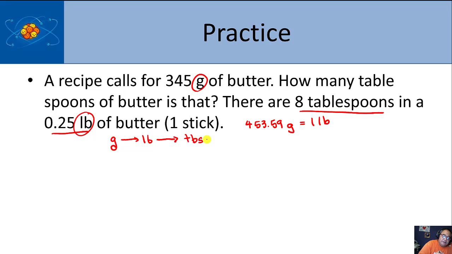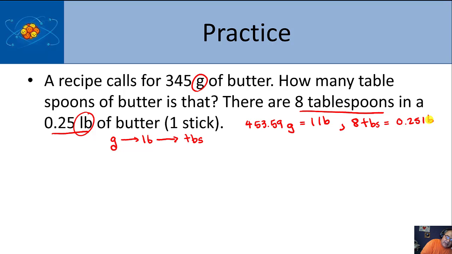Okay, so now what, right? I have all the conversion factors I need. The other conversion factor is 8 tablespoons is equal to 0.25 pounds. And that is what we call an equivalency created from like a sentence, like if you're told that that's what that is. Some of you already knew that, of course, because you've been cooking like we have.